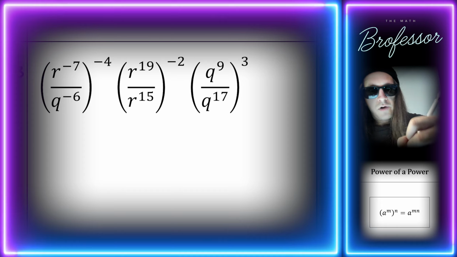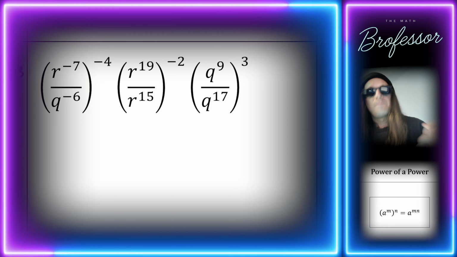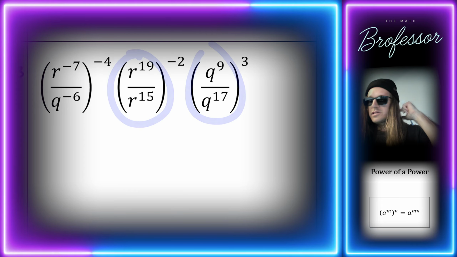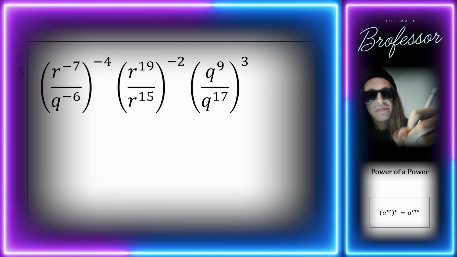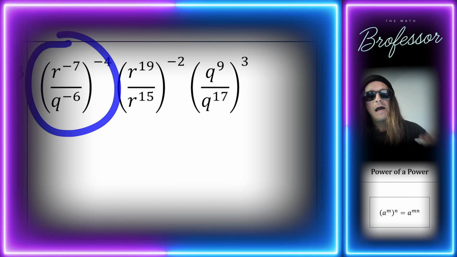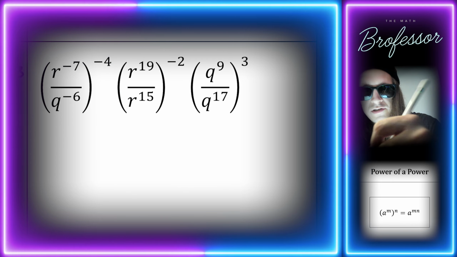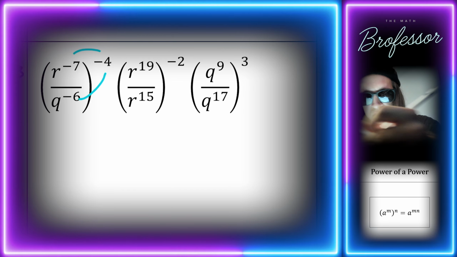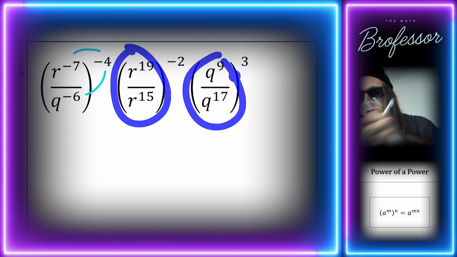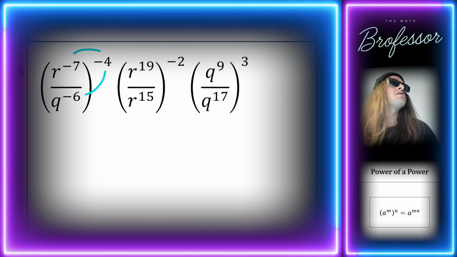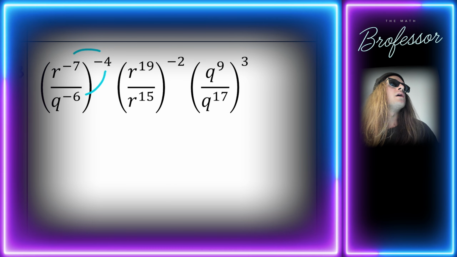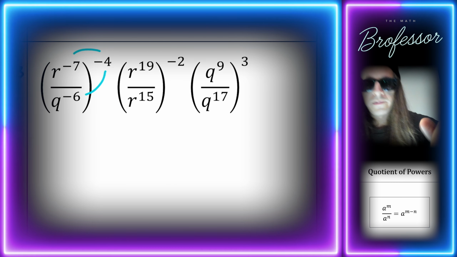So the first one here has an R and a Q. The second one has 2 R's and the last one has 2 Q's. So here's what's going to happen. With this, I'm going to distribute the exponent first. I don't have a choice. But here, I could subtract those exponents and I could subtract those exponents. So most of what I'm going to do right now is quotient of powers, but I'm also going to distribute.